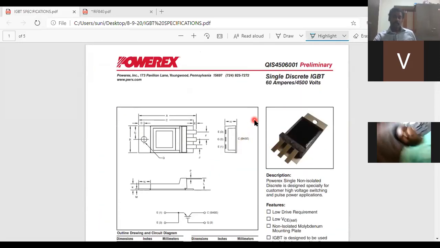If there is any practical application related to this IGBT, I may provide it in the next session, related to the practical operation of IGBTs employed in an application.